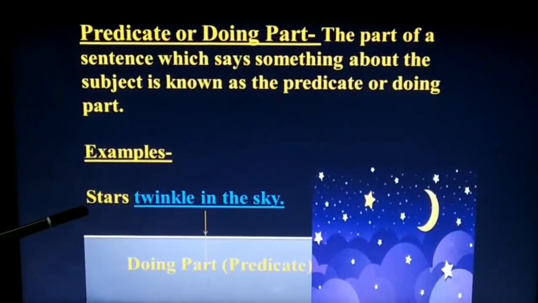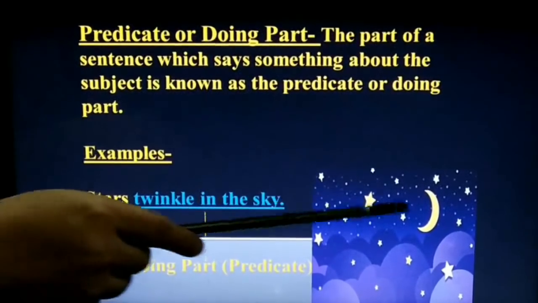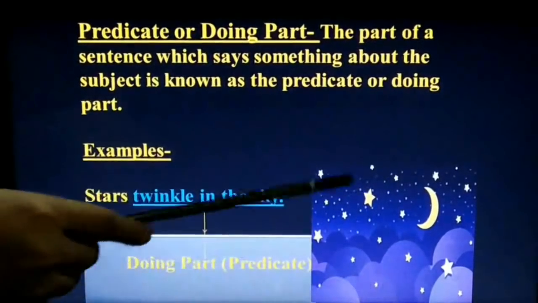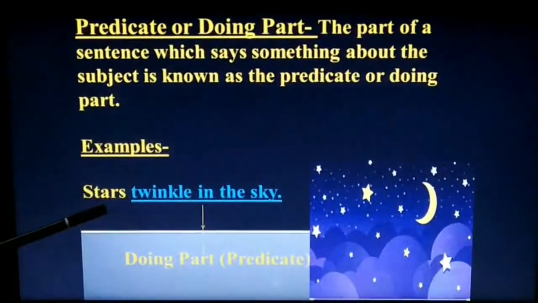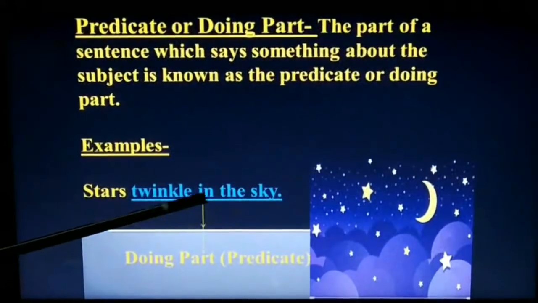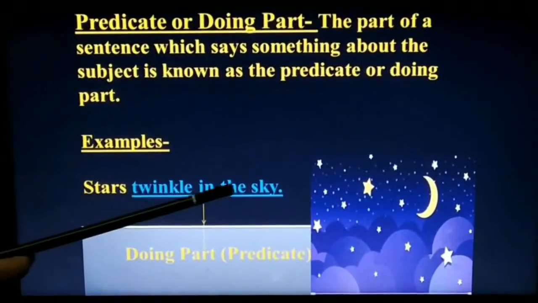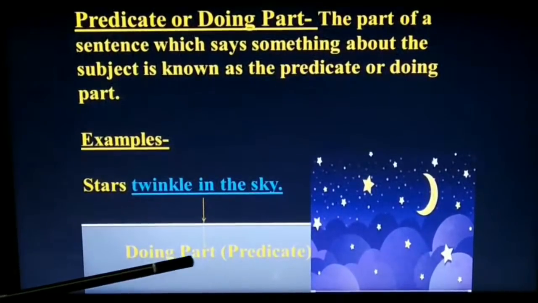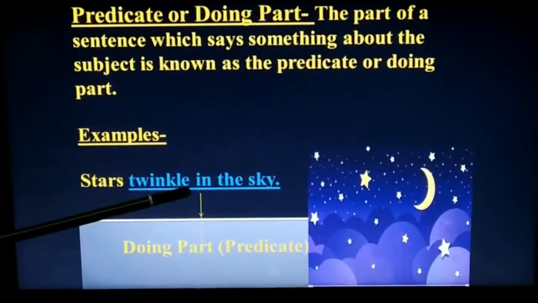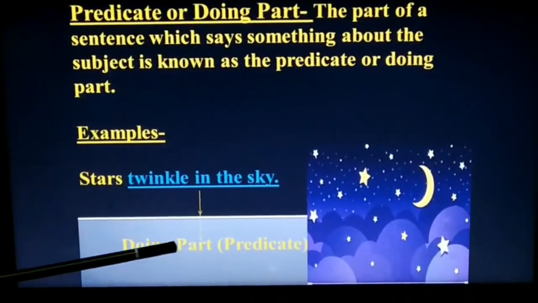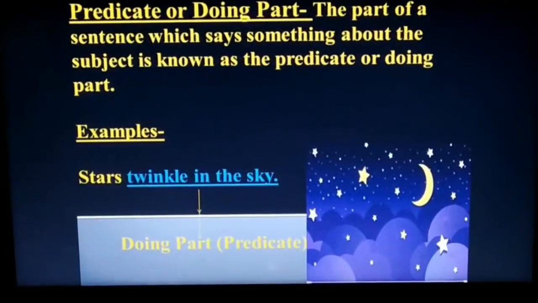First one, stars twinkle in the sky. Can you see the picture of the stars? So, stars twinkle in the sky. Now, in this sentence, twinkle in the sky is the predicate, the doing part. In brackets, the predicate is given. So, twinkle in the sky is the doing part. Can you see? Okay, good.